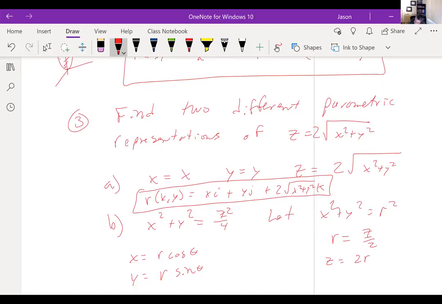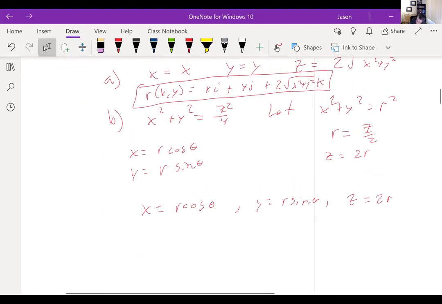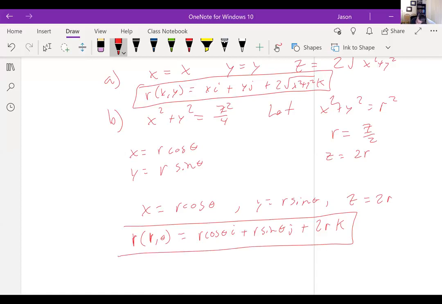We could have r in terms of x and y, or we could have r in terms of r and theta. r being the vector valued function r, not r for radius, but r for the vector valued function. So r in terms of r and theta, different r's here, is equal to r cosine theta i plus r sine theta j plus 2r k. So parametrized two different ways.